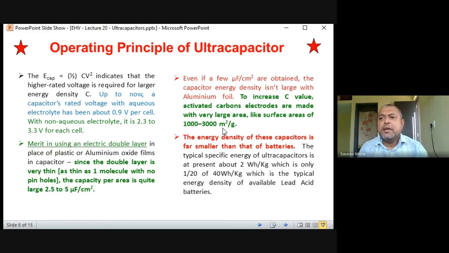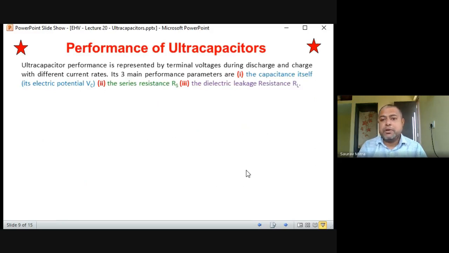Ultracapacitor is mainly for a power source, and battery is an energy source, because an energy source should be having high specific energy, that is 40 watt hour. Ultracapacitor is having only 2 watt hour per kg. So which is the typical energy density of available lead acid battery? Lead acid battery is having 40 watt hour per kg. Nickel cadmium and lithium ion are having further high. So they are not even coming in any comparison with ultracapacitor, which is having very low specific energy. Okay, so we are not using ultracapacitor for specific energy, but using it for specific power.